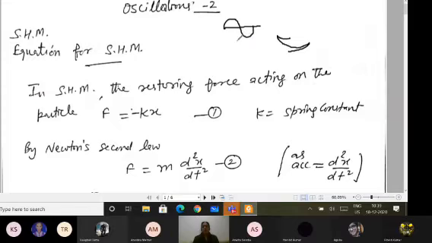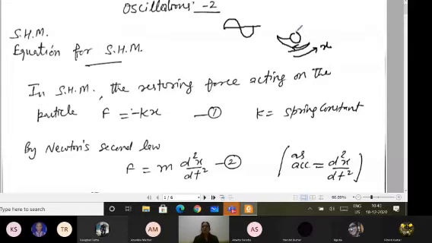Now this harmonic motion becomes a simple harmonic motion if the restoring force which is acting on the particle is acting towards the mean position. It means opposite to the displacement. You are displacing the body in this direction.